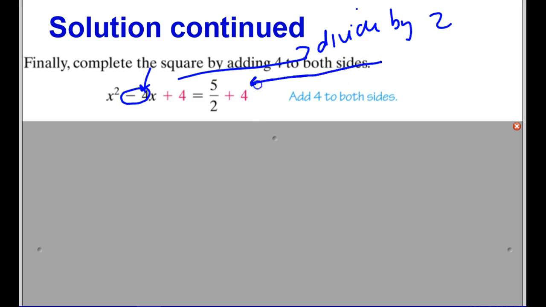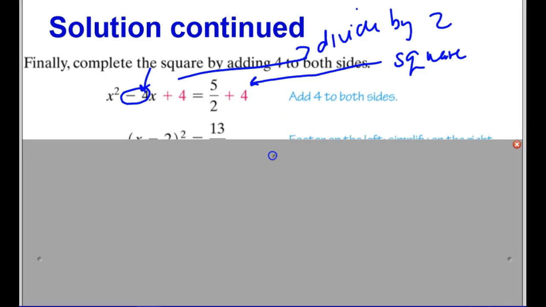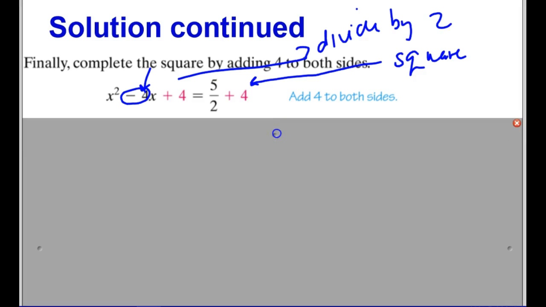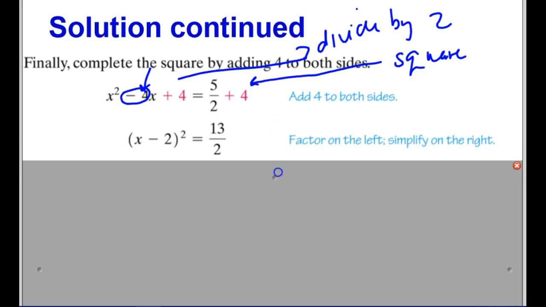And then to get this 4 that I add in, I square that. So I divide by 2 and square it, and then I add that to both sides. So that's where this pink 4 came from. So now I can go ahead and actually complete the square and write out my factored form here. So you'll see I can just add the values that are on the right side.